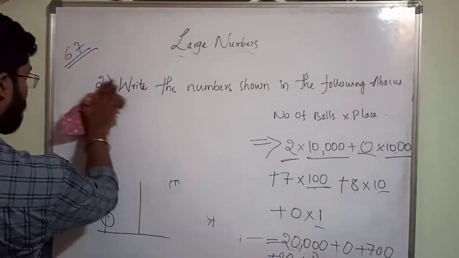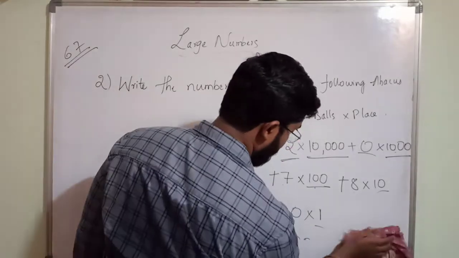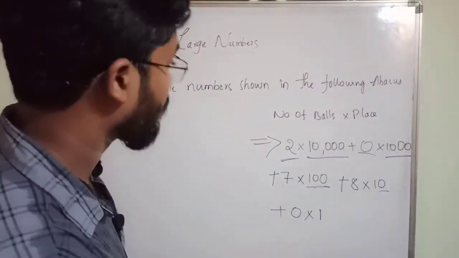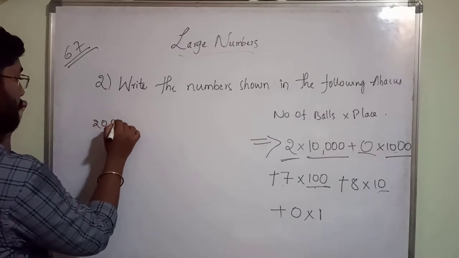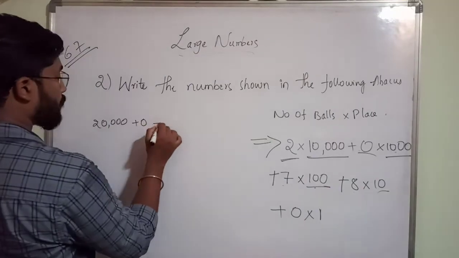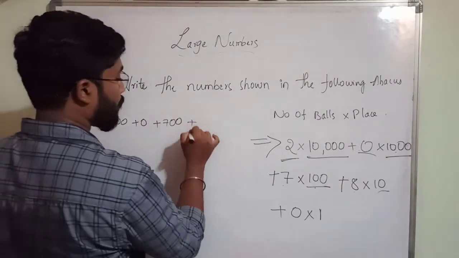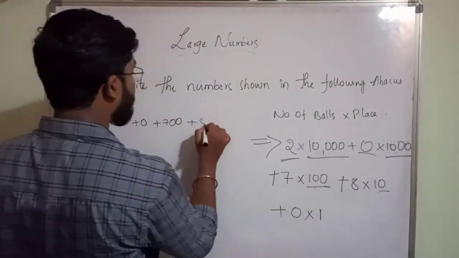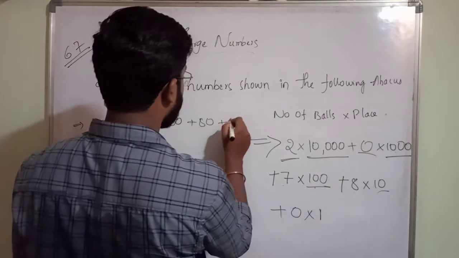What is the final number you are going to get? Once again I am writing, 2 into 10,000, 20,000. 0 into 1000, 0. 7 into 100, 700. 8 into 10, 80. 0 into 1, 0.